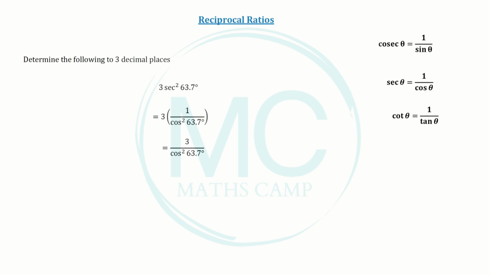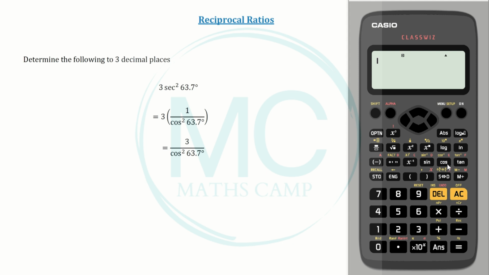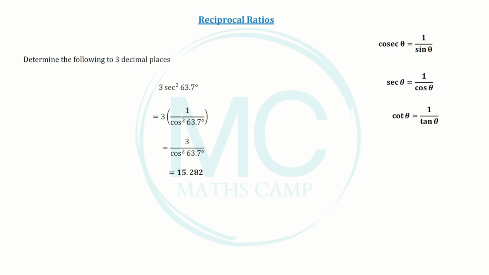And now we can get our calculators. Let's start by finding the value of cos 63,7. Now we can square our answer. And finally, we can take 3 and divide it by our answer of cos squared 63,7. And we get an answer of 15,2817. Round off to 3 decimal places. And we get an answer of 15,282.